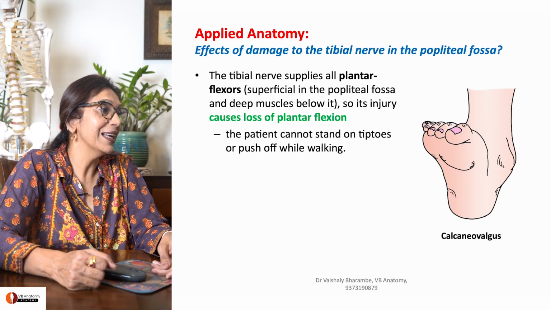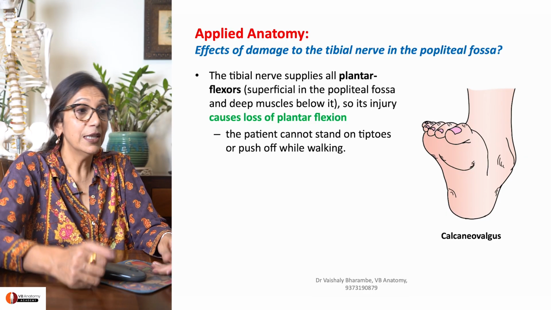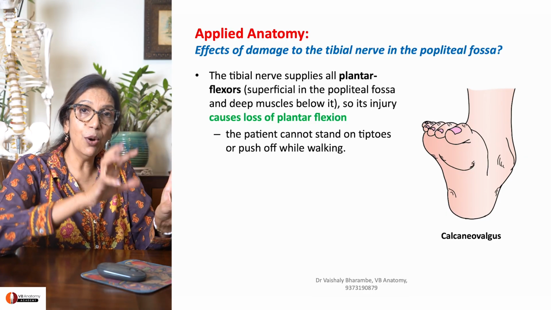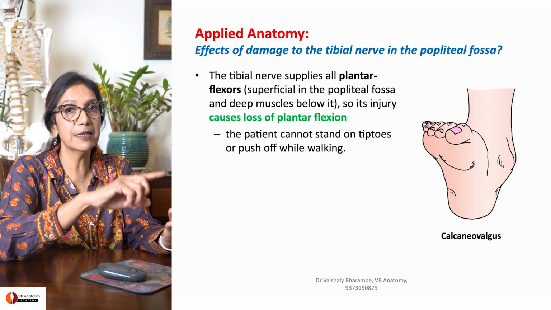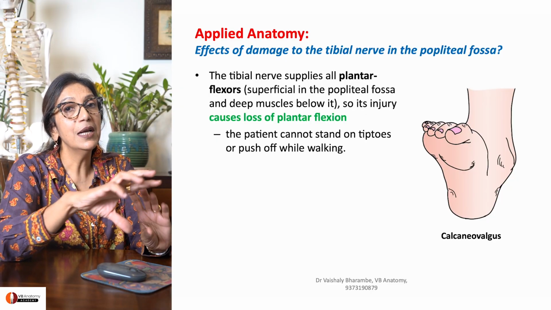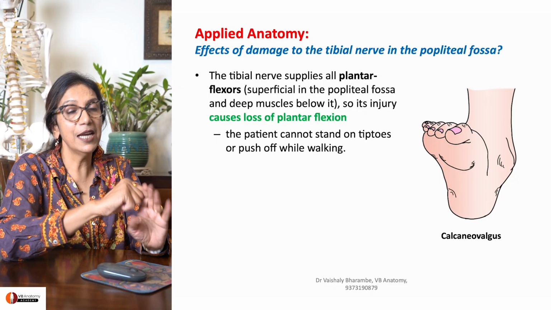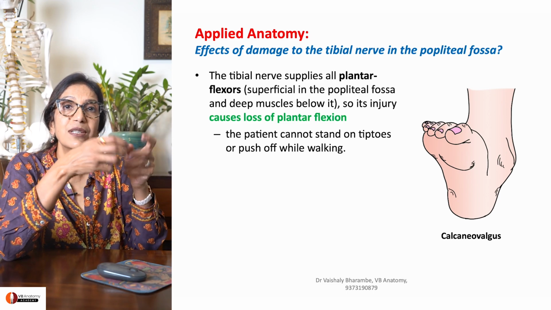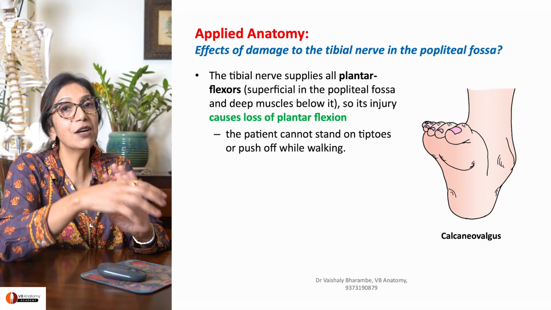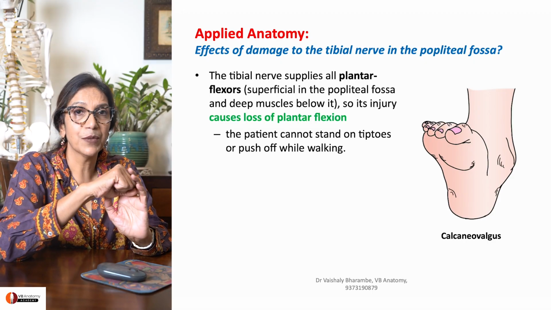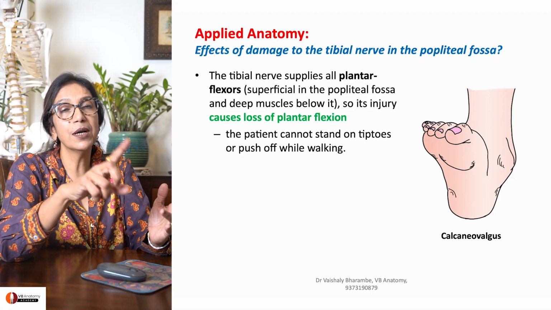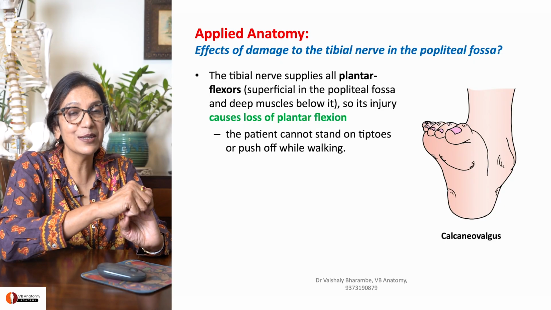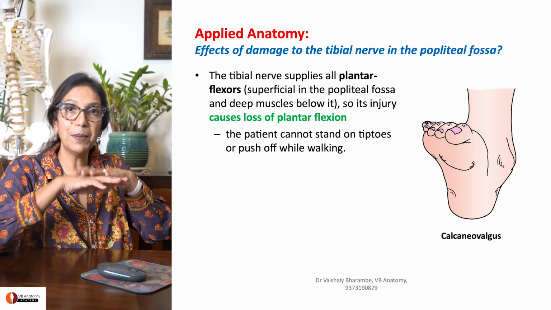Alright. So let's talk about what will happen if your tibial nerve is damaged. Now remember, after supplying all these muscles, gastrocnemius, soleus, which are both plantar flexors, it goes down into the deep compartment of your leg and goes on to supply the deeper muscles, which are flexors of your foot. Flexor digitorum longus, flexor hallucis longus. So all these are supplying the foot.